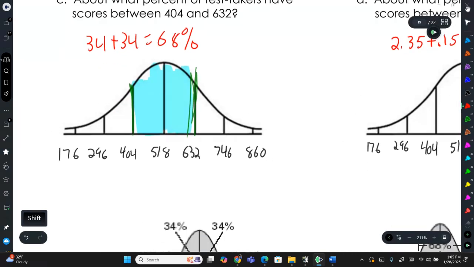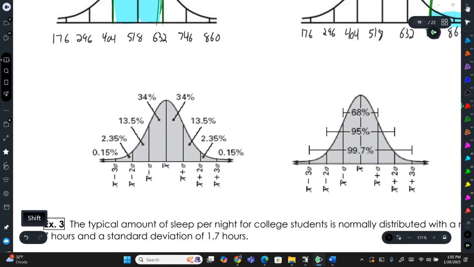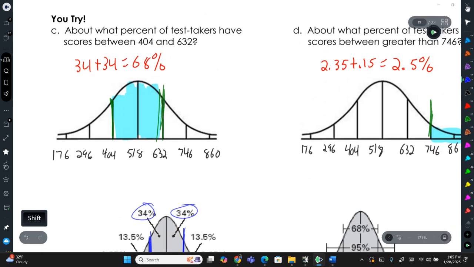All right, so for letter C, if we take those values, this picture, and apply it down here, it corresponds with the mean minus 1 standard deviation, and the mean plus 1 standard deviation. So we add those up. 34 plus 34 is 68%.